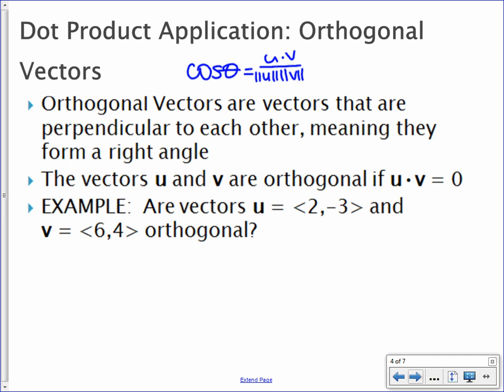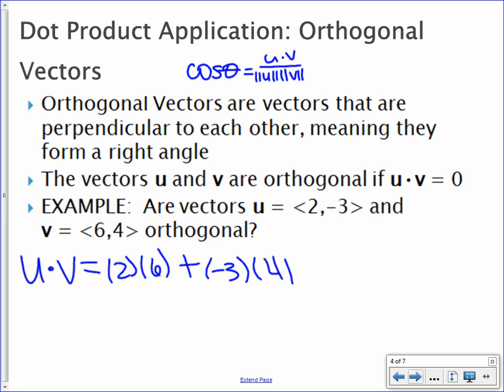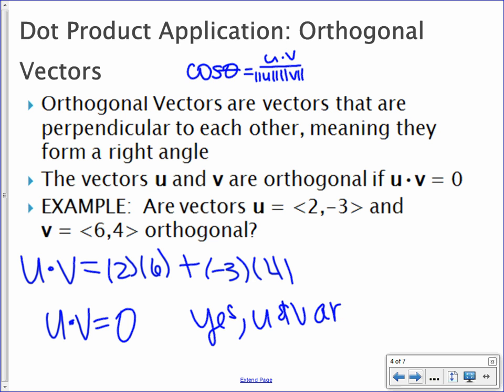Here I have vector u is 2, -3. Here I have vector v that is 6, 4. So if I want to determine if they're orthogonal, I'm going to take their dot product. So the dot product of u and v. How do we do this? 2 times 6, add it to -3 times 4. What is our dot product? Our dot product is 0. So yes, u and v are orthogonal.